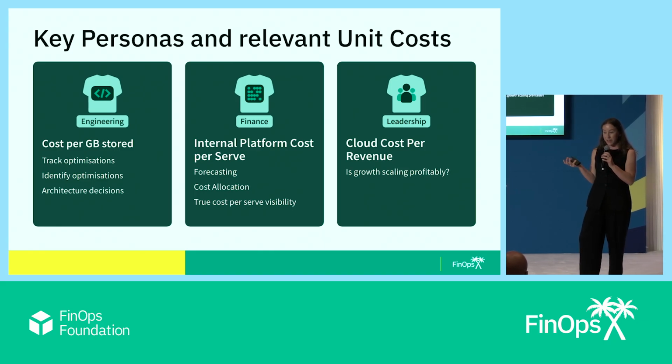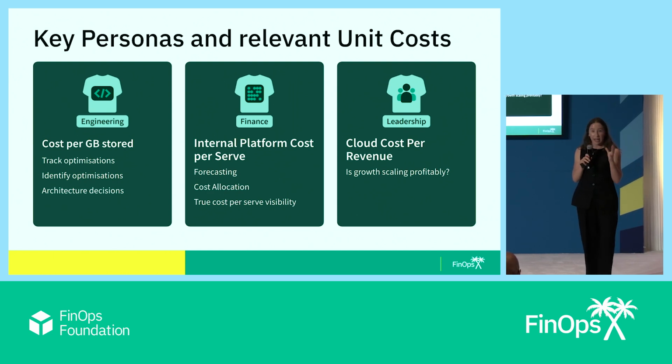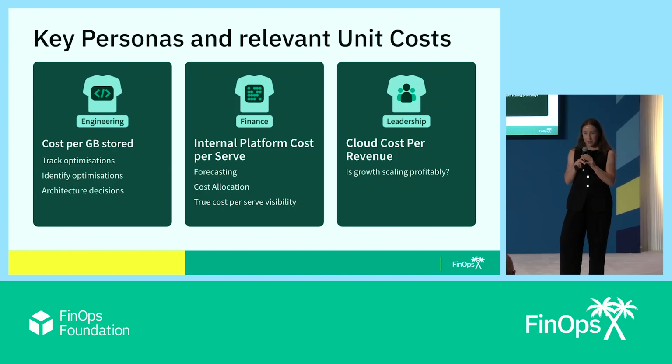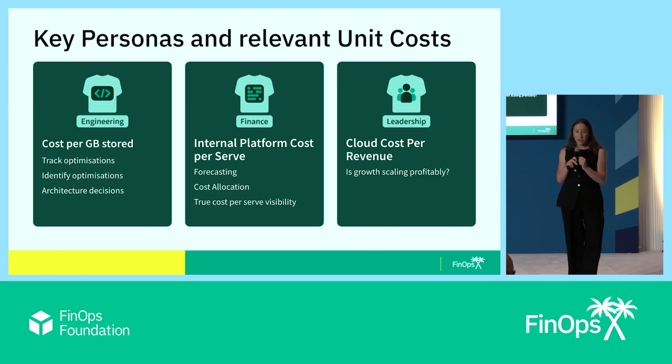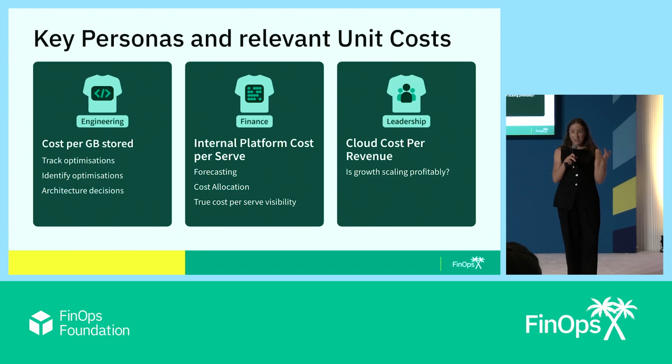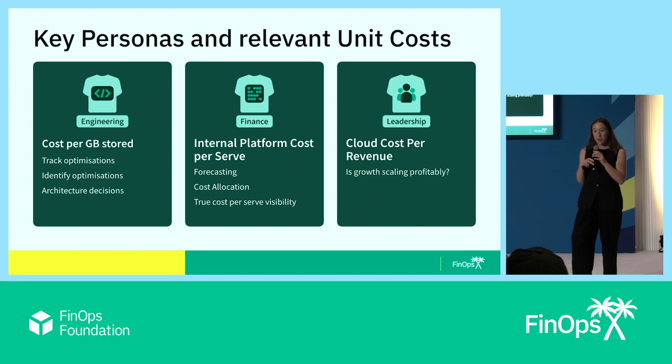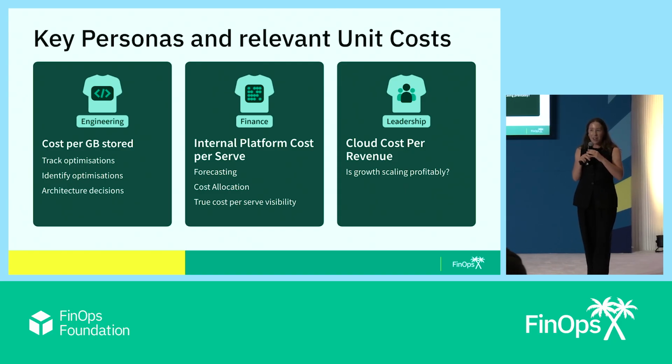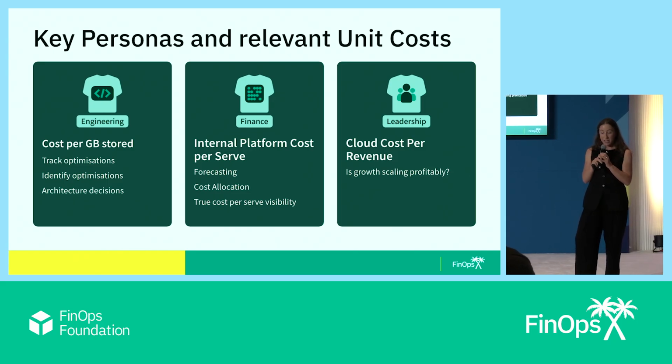What makes unit economics really powerful in FinOps is that it gives each persona a metric that they can actually act upon and bring value from. So let's have a look at engineering first. Something like cost per gigabyte stored. That's something that engineers can use to track optimizations. If they've done some optimizations on their end, they'd want to track that. So looking at something like cost per gigabyte can allow them to see how it's tracking over time. Has the optimization actually delivered value, or has it not created any change? That can be a good indication of it.